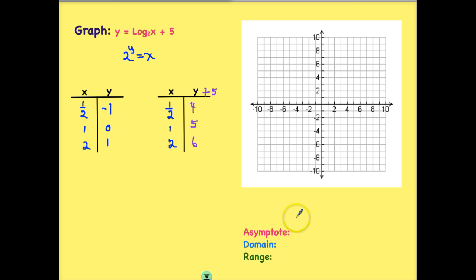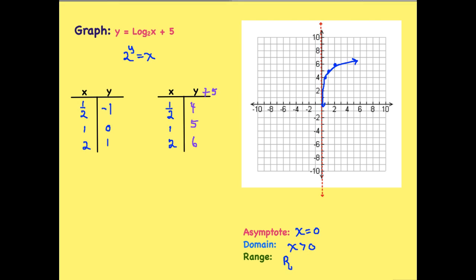How about our asymptote? Well, notice we don't have any transformations moving the graph left or right, so our asymptote is still at x equals 0. Let's go ahead and graph these points. Here's our points. I've made sure to put in my asymptote as a guide, and then I've connected these. From here, we can see that our domain is going to be all the x values that are greater than 0, and our range is once again always going to be all real numbers.